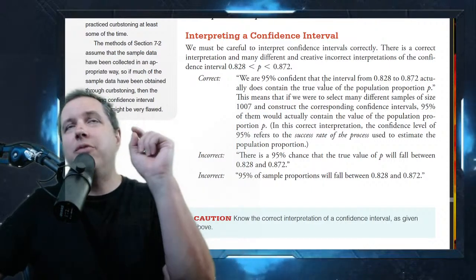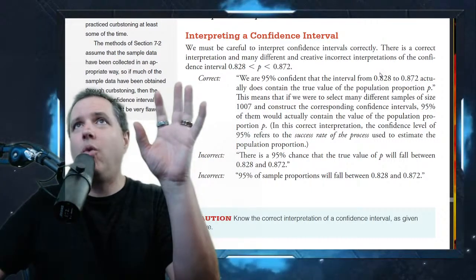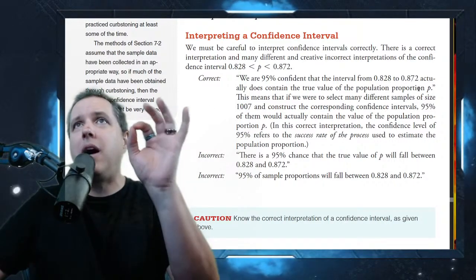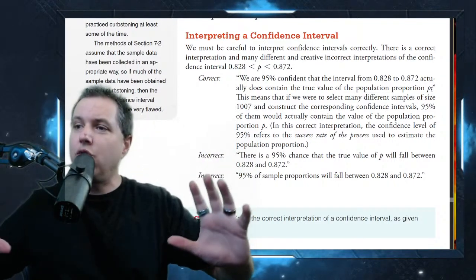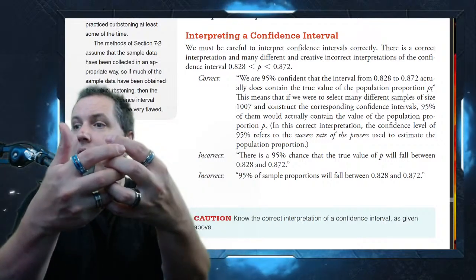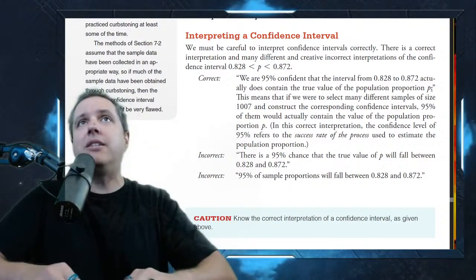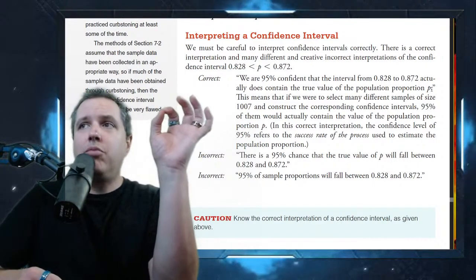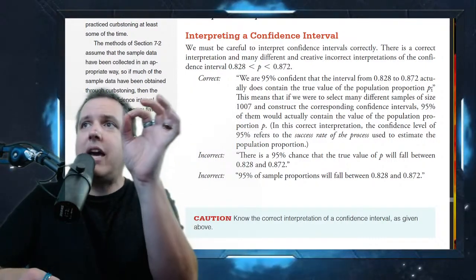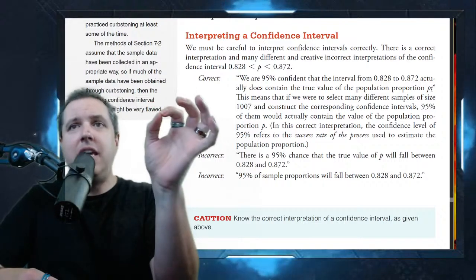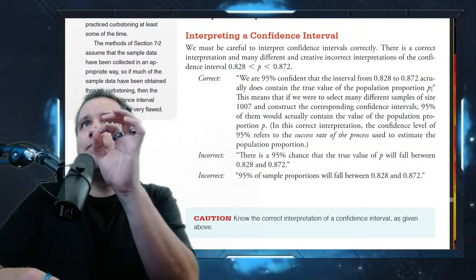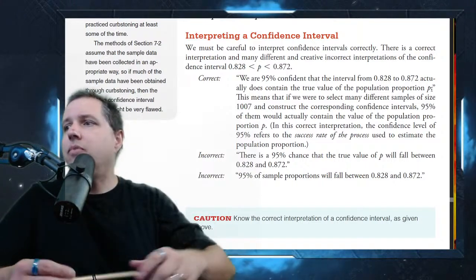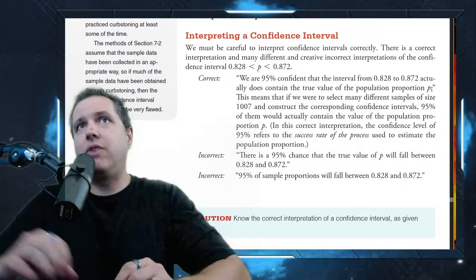We are 95% confident that the interval from whatever to whatever actually does contain the true value of the population proportion P. And then, of course, you're going to change that to be about whatever you're talking about. So you might say, we are 95% confident that the proportion of students who support a vaccine mandate is between 58 and 62%. Using that kind of language, that's the right way to do it.